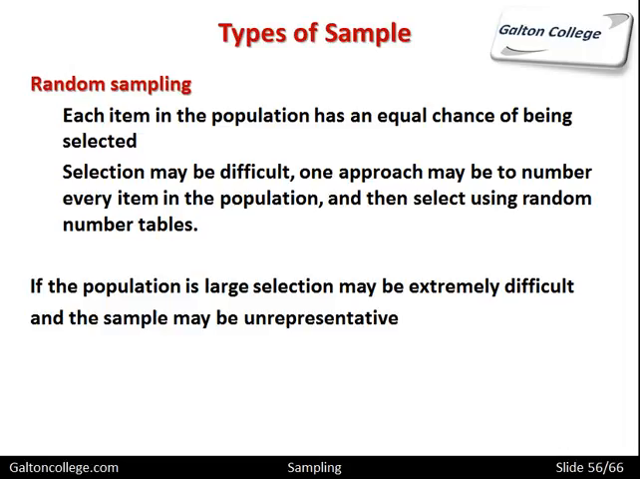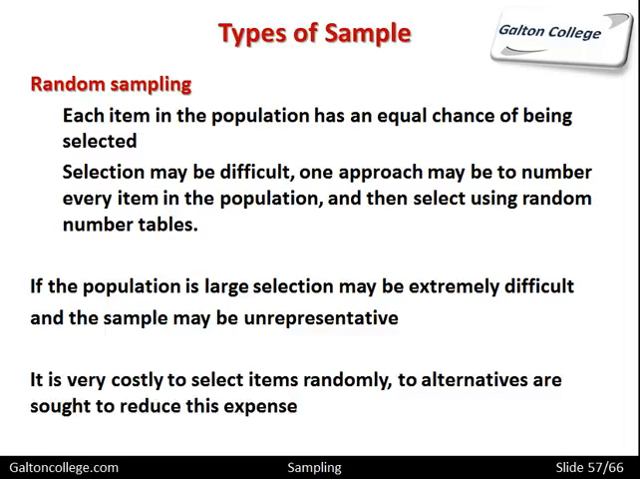If the population is large, selection may be extremely difficult, and the sample may be unrepresentative. So large populations create big problems. It's very costly to select the items randomly. Two alternatives are sought to reduce this expense. So the alternatives might be sampling, and the sampling could be perhaps quite a small sample but done properly, or perhaps a range of small samples but each of them done properly, rather than taking on a large sample which is expensive and perhaps very difficult to do because you're looking for random numbers.